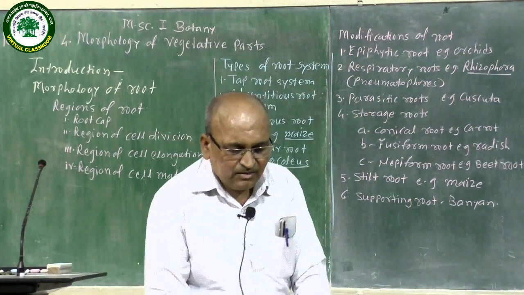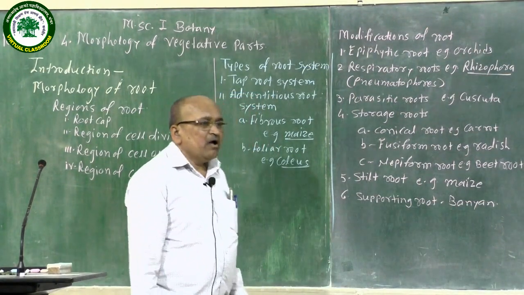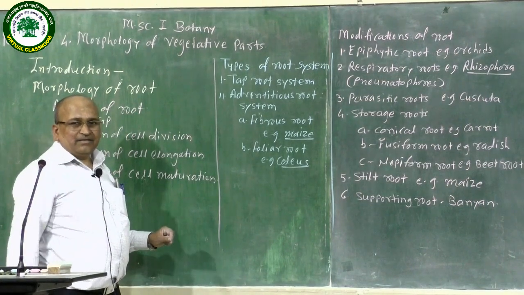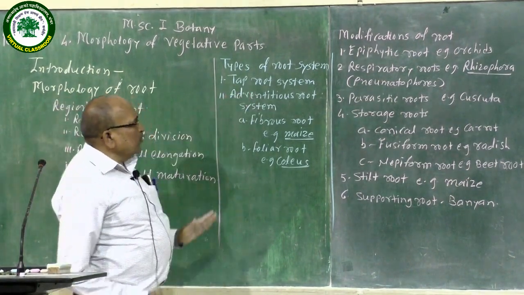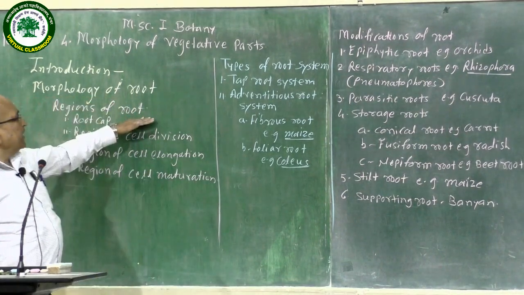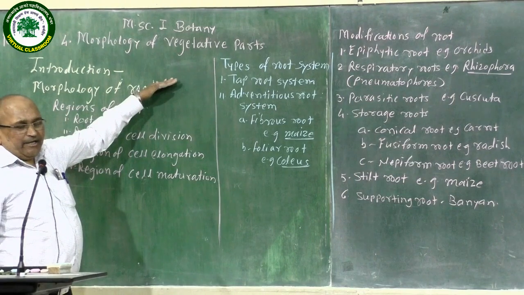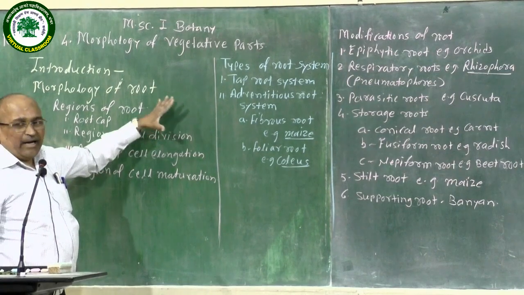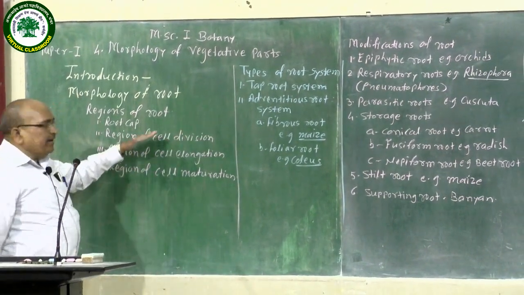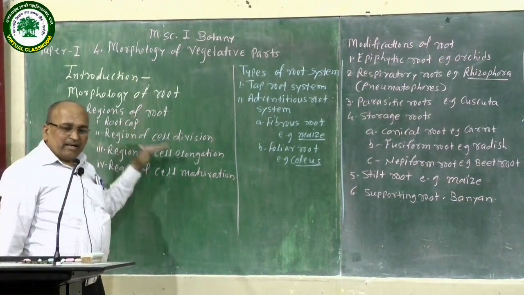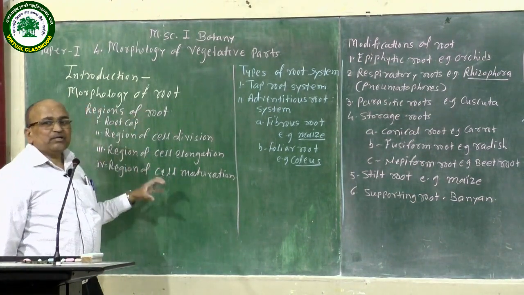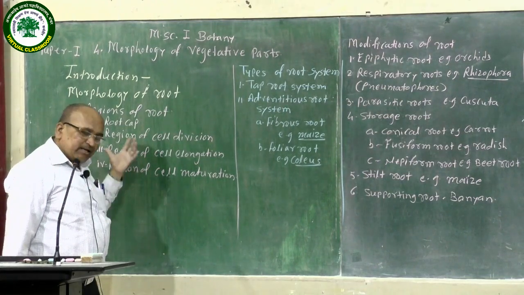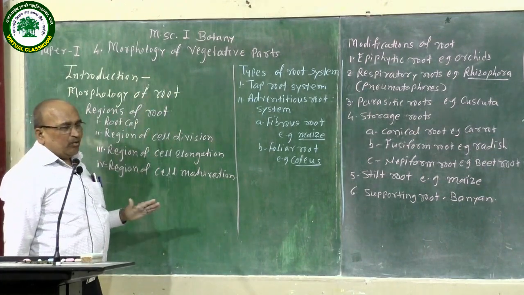Last point is the functions of root. हां, फंक्शन्स ऑफ रूट. First function of root, it gives support to the plant body. Second, it acts as an anchorage region to the plant body. Third function, it absorbs water and minerals as well as salts from the soil or rhizosphere soil and supplies them to the plant body.